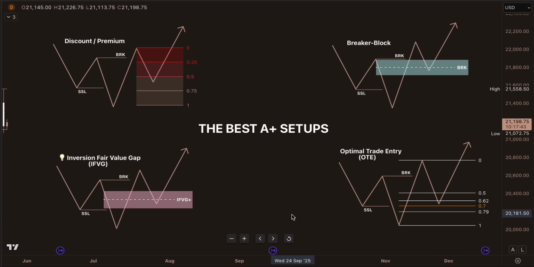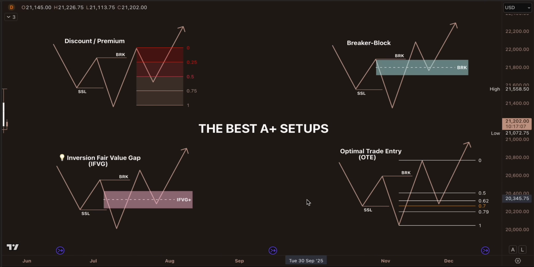Okay? Then you have the discount and premium and OTE, which are practically the same. The only difference is the OTE starts at 0.62 and goes to 0.79. That's the optimal trade entry. First, you would need a breaker, then you would need that retracement into the OTE. Okay, you can also couple it in with a PD array, in this case, which would be a discount key level, and you would enter.